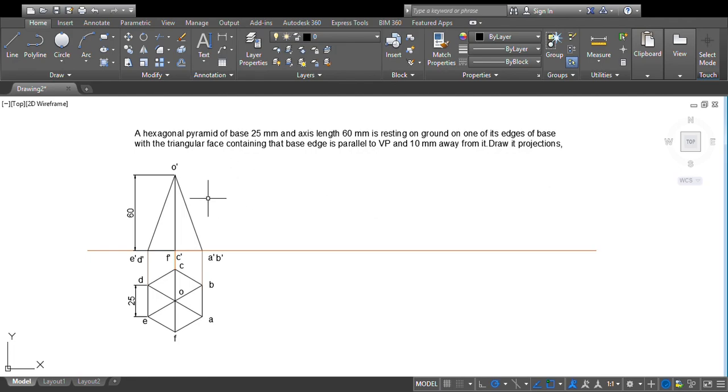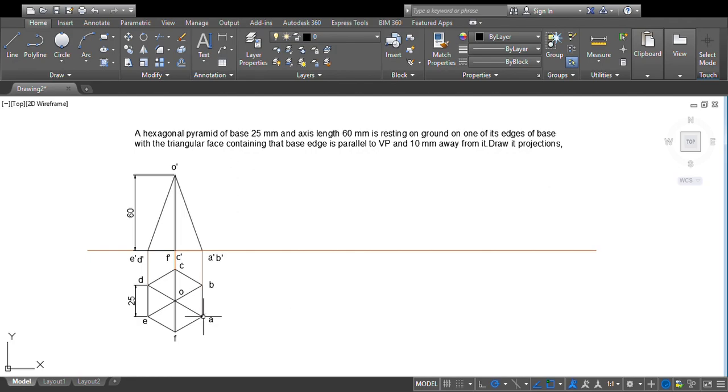So here is a hexagonal pyramid of base 25 mm and height 60 mm. It is resting on one of its base edges with the triangular face containing that base edge parallel to the VP. Since the object is resting on one of its base edges, you start a hexagon with a base edge on the right side, perpendicular like this. So the line AB is of length 25 mm, and AB is perpendicular to the reference line.